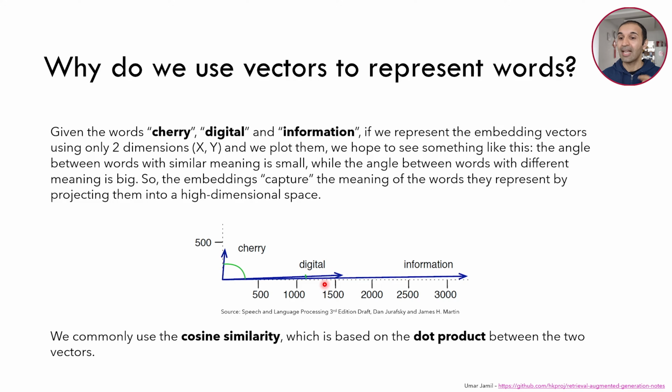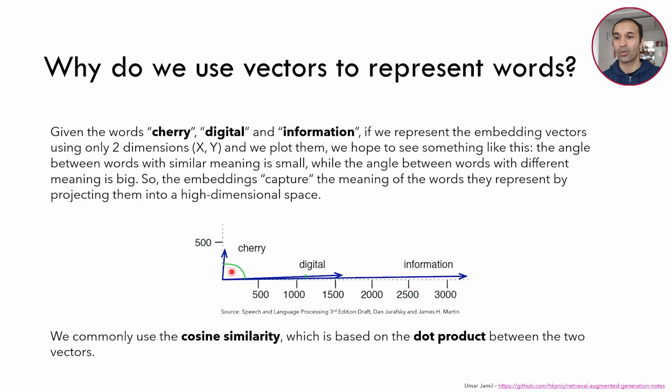such that the angle between words that have a similar meaning is small, so the angle between digital and information is small, and the angle between words that have a different meaning is bigger. So for example, the word cherry and digital have an angle that is bigger compared to digital and information, indicating that they represent different concepts.